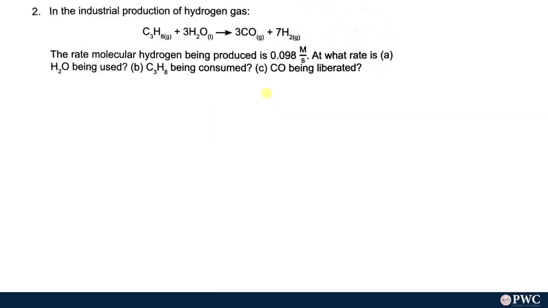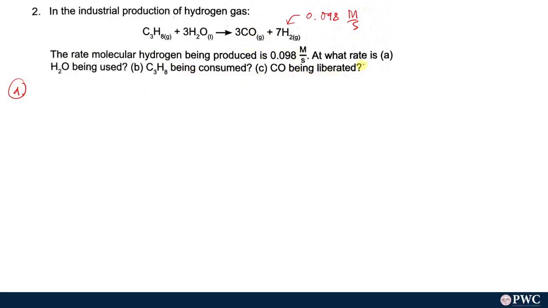Let's proceed to the next item. In the industrial production of hydrogen gas, we have this one. The rate of molecular hydrogen being produced is 0.098 molar per second. Again, the rate of the hydrogen being produced, we have 0.098 molar per second. What is the rate of H2O being used, C3H8 being consumed, and CO being liberated or produced by the reaction?